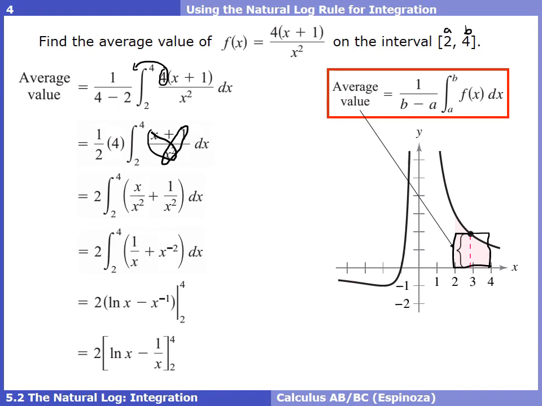So now we can go ahead and take the upper bound and plug it in. So we'll end up with ln 4 minus 1 over 4. We can take the lower bound and plug it in, which is ln 2 minus 1 over 2. And then we'll take those two values and subtract them. And just take note that constant of 2, I'm just leaving in front of everything before we attempt to evaluate this.